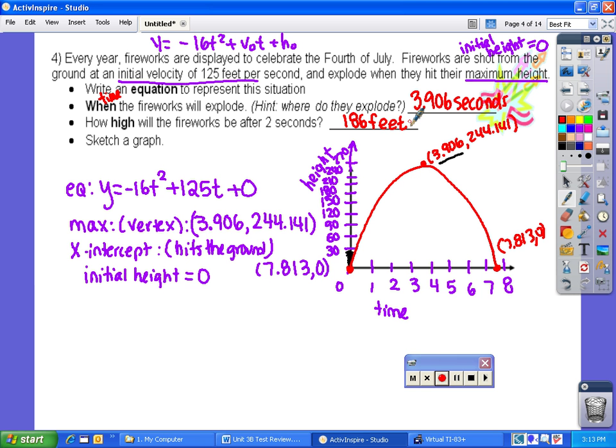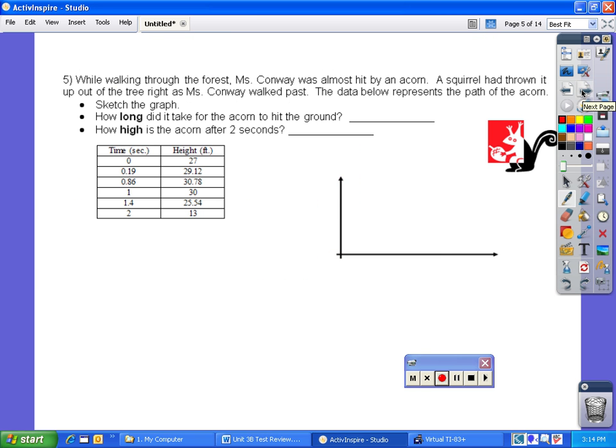Alright, last one, last graph. While walking through the forest, Miss Conway was almost hit by an acorn. A squirrel had thrown it up out of the tree right as Miss Conway walked past. The data below represents the path of the acorn. Alright, once again, we have to go to our stat edit. So go to your stat edit and put these numbers in.